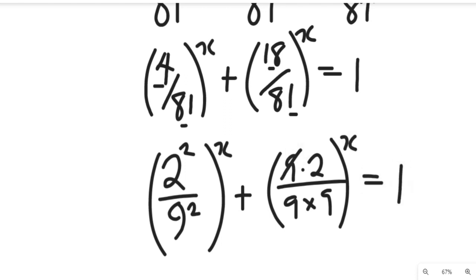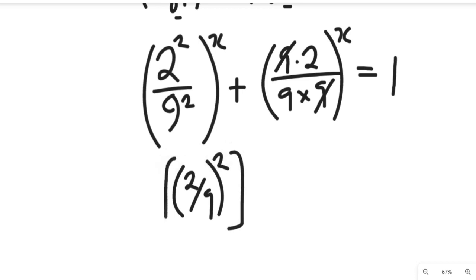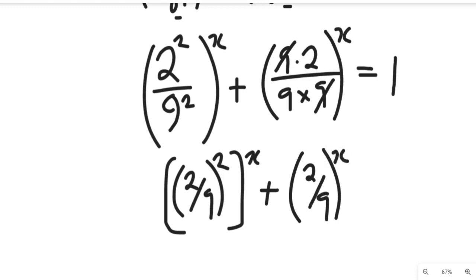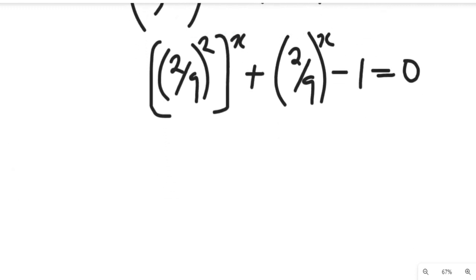With this, I have the power to clear 9, and then we'll have 2 divided by 9. So this can give me 2 divided by 9, all to the power of 2, and all to the power of x, plus 2 divided by 9, all to the power of x, minus 1, and that will be equal to 0. Gradually, we are seeing a quadratic equation surfacing. Good.